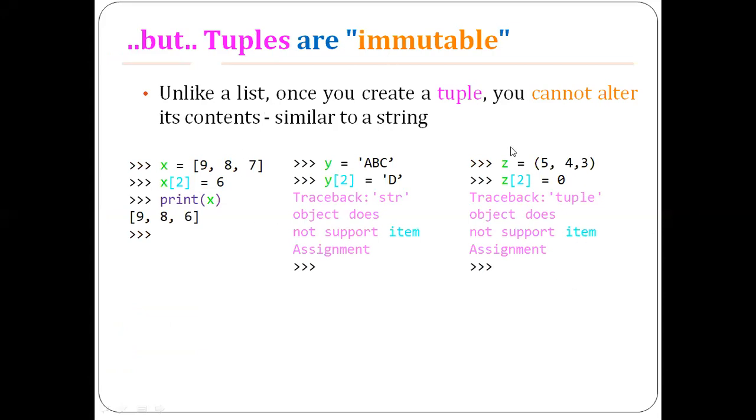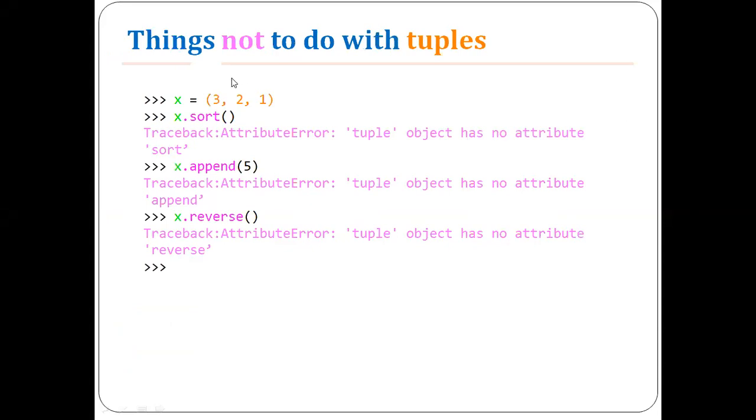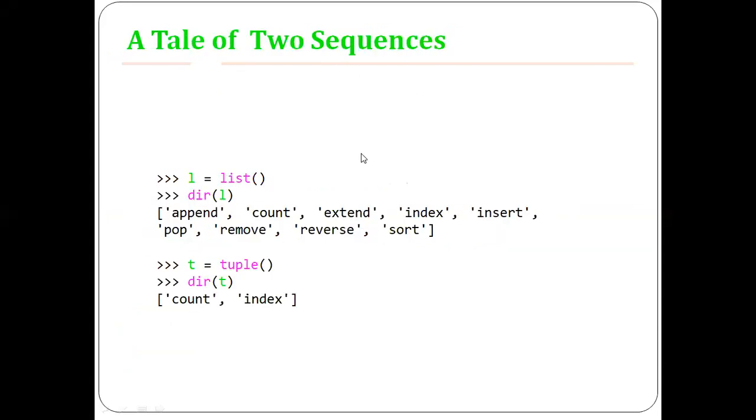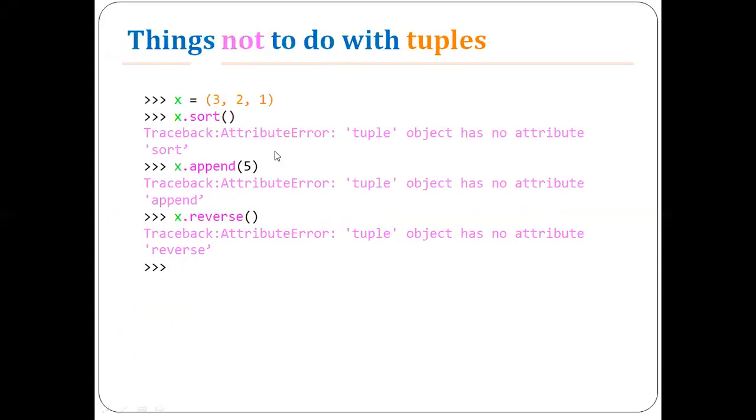This is exactly what you have seen on the turn. So look at the things not to do with the tuples. What you cannot do with the tuples. Look at this: x equal to 3, 2, 1. I have x equal to 3, 2, 1. Neither can you sort it, nor append to it, nor reverse it. You cannot do anything. Once the tuple has been created, you cannot do anything.